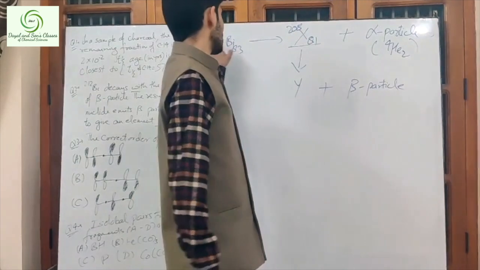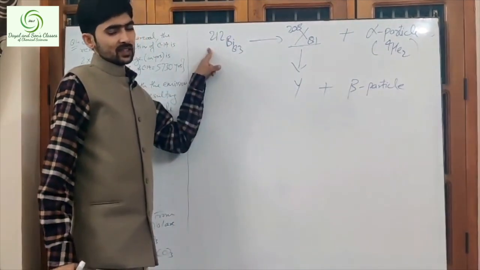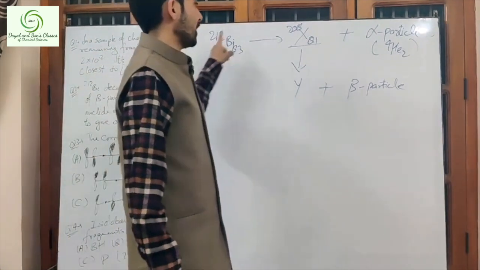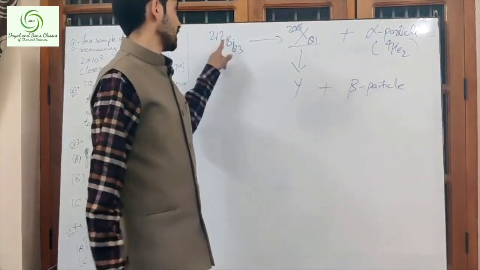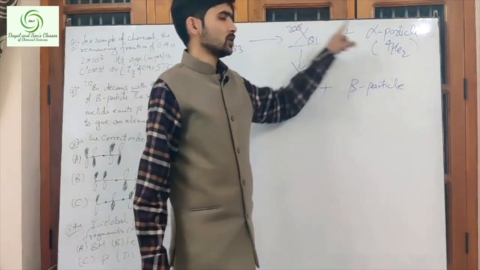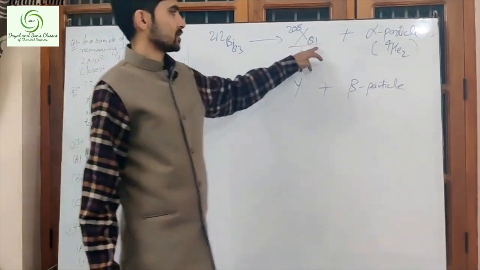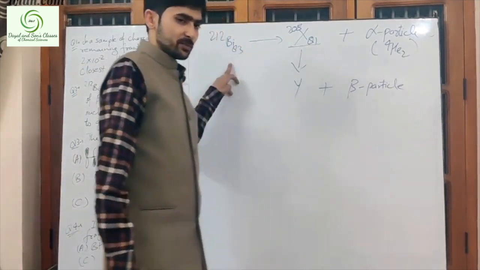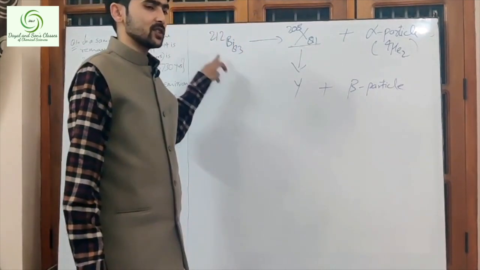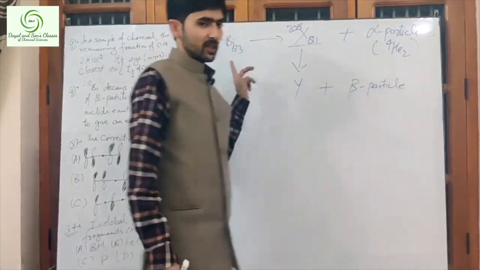If you add the total mass on both sides, according to conservation of mass, the mass will remain the same on both sides. 208 plus 4 is 212. Similarly, the total atomic number will also remain the same, 81 plus 2 is 83, on both sides.